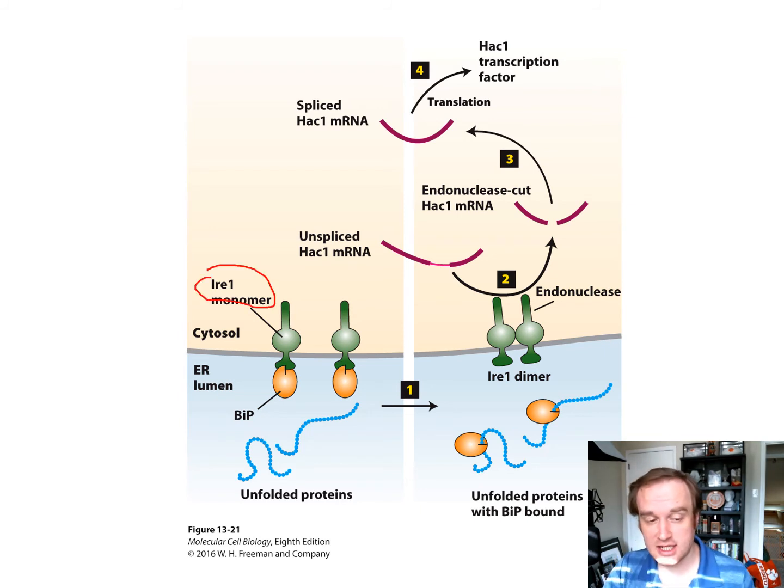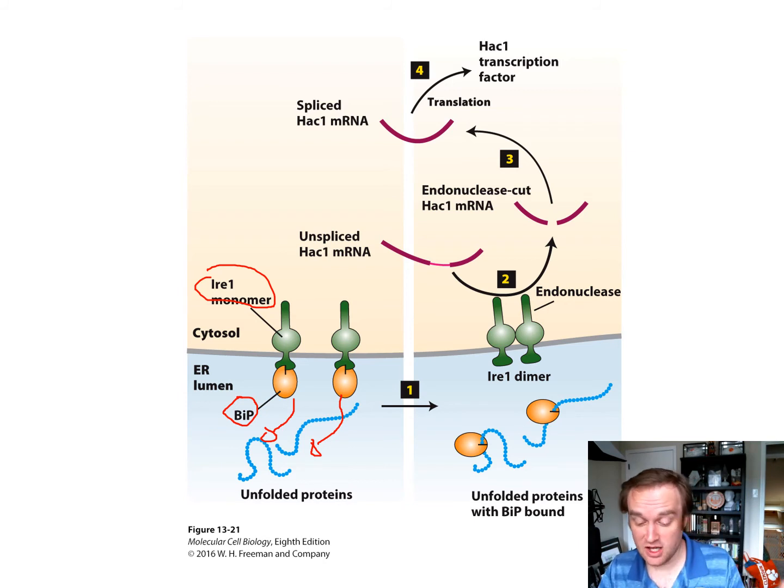So IRE1 will bind that BiP chaperone, and once those binding domains are fulfilled, everything's fine. That's kind of like the normal state. But if unfolded proteins start to accumulate, those chaperone proteins, BiP, will be released to go and take care of those unfolded proteins and help them to fold. And this is kind of a signal that, uh-oh, we need more BiP because we're starting to use all of our reserves.